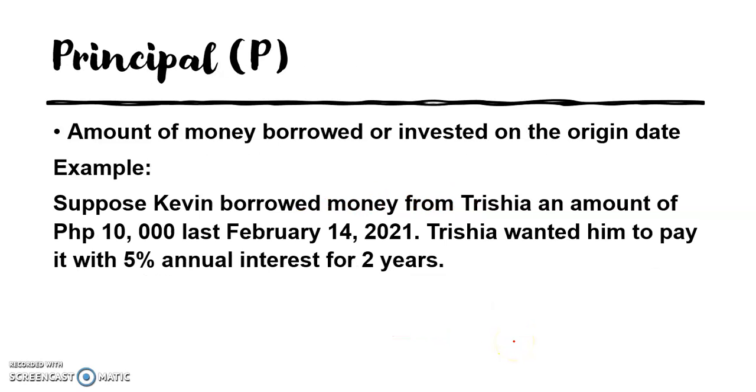Principal. This is the amount of money borrowed or invested on the origin date. Magkano ba yung hiniram na pera? Magkano ba yung i-invest na pera? Magkano ba yung pinahiram mong pera? That is what we call principal. In this example, the principal amount denoted by letter P is 10,000. Ito yung amount na hiniram ni Kevin or ito yung amount na pinahiram ni Tricia. This is the principal amount.